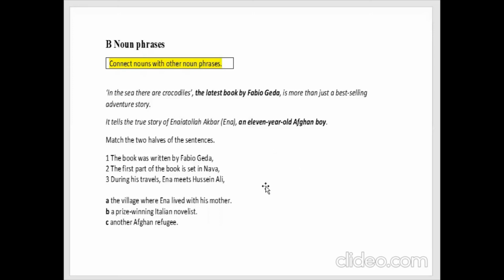So, in the exercise below, try to match 2 halves of the sentences. 1, 2, 3 with A, B, C.